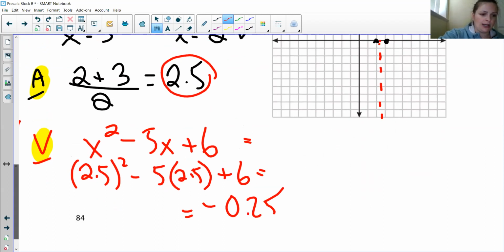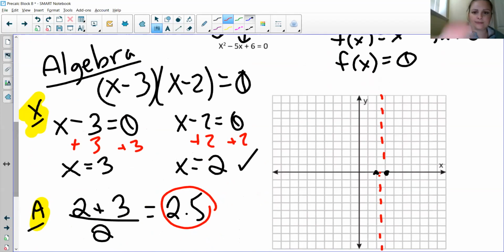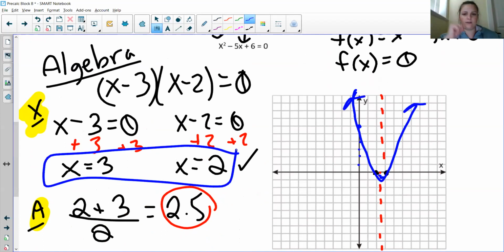So then we would plot out negative 0.25, which is roughly there. Our y-intercept is at 6. 1, 2, 3, 4, 5, 6 is right here. And then you would plot it. And then you'd be like, hey, what are the x-intercepts? And you would then get really angry because you're like, I didn't even need to do all that extra work. These are our x-intercepts. And you would be very right.